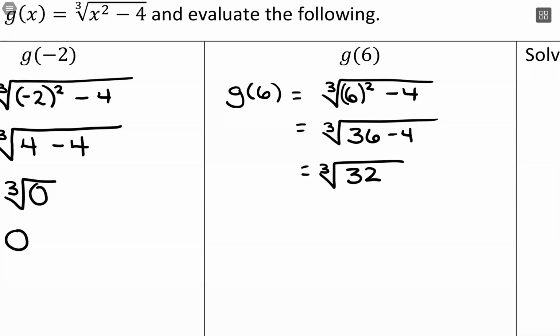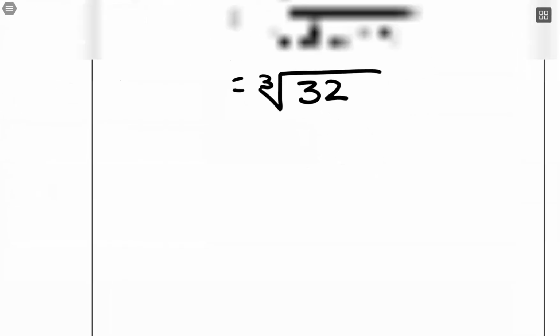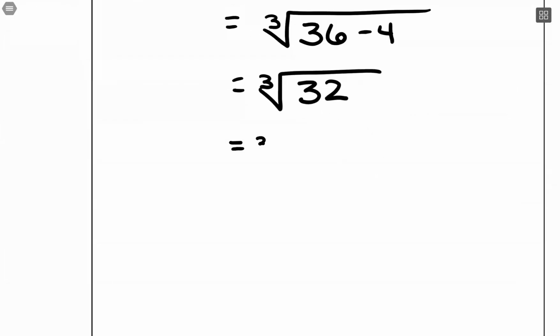And you just want to pay attention to whether or not they want a simplified solution. Typically they want radicals simplified as far as possible, so if you can, simplify further. If not, then we could leave it like this. But let's go ahead and look at the prime factorization of 32.